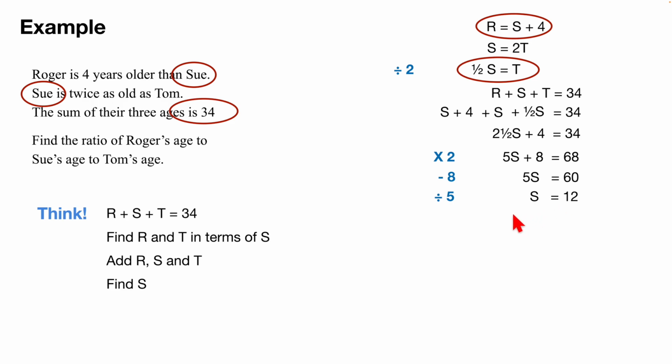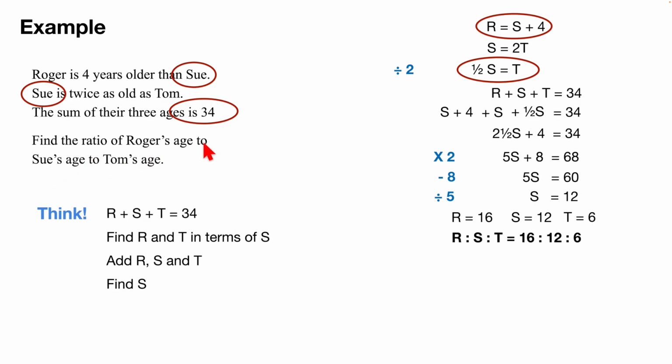What else do we have? Well, let's get all the ages out. So R is equal to 16, which is S plus 4. S is obviously equal to 12. And T is equal to half of S. Sue is twice as old as Tom. So T is equal to half S. T is equal to 6. And we're asked to find the ratio of Roger's age to Sue's. Roger to Sue's. Is that right?